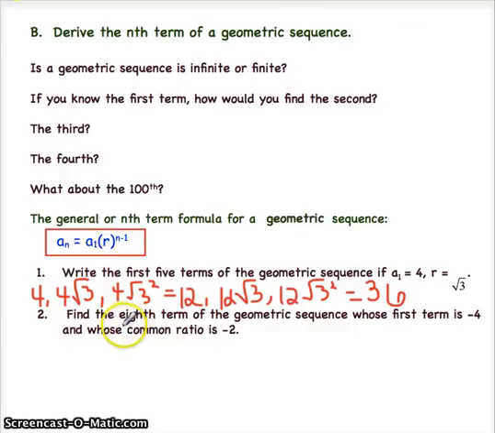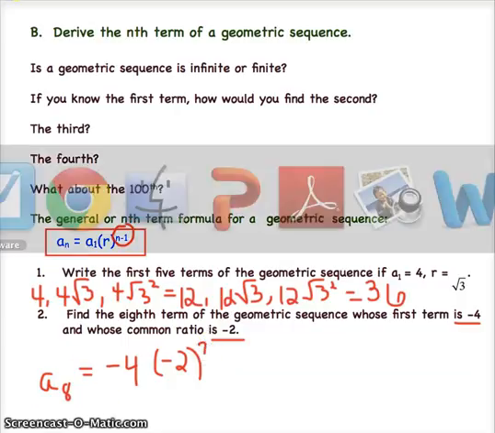Example number 2 asks for the 8th term of the sequence whose first term is -4 and common ratio is -2. So we're given just the right information to use the nth term formula. So a sub 8 is equal to the first term, -4, times the common ratio. Now remember, you want to raise this to 1 minus the term you're looking for. So if we're trying to find the 8th term, we'd raise this to the 7th power. So let's calculate that.